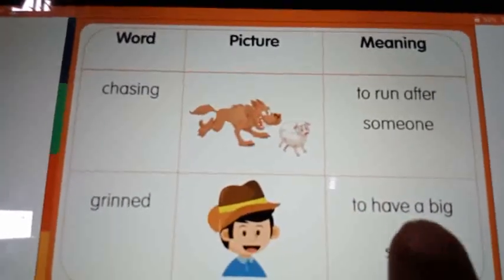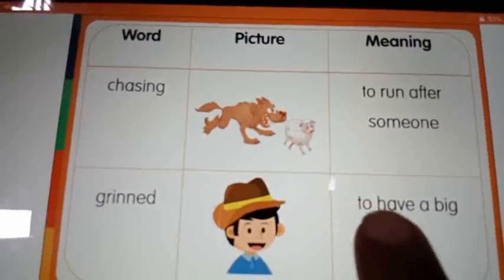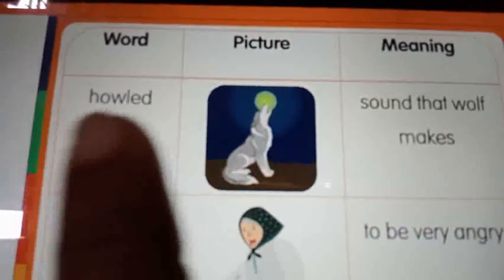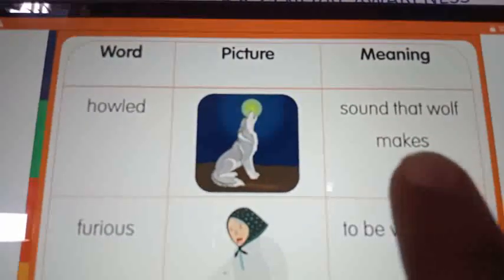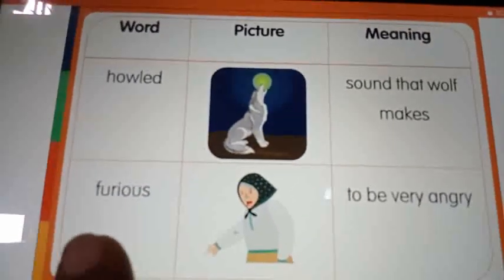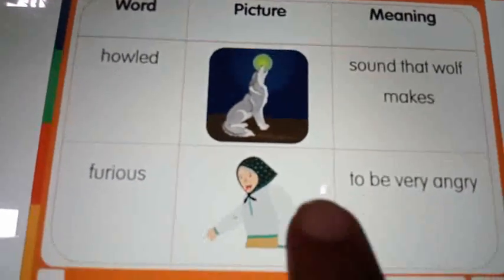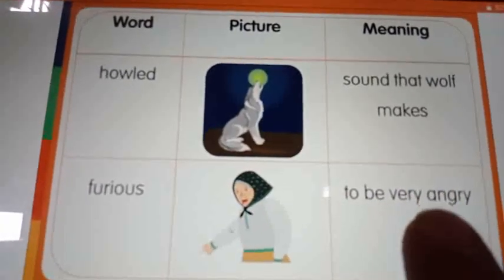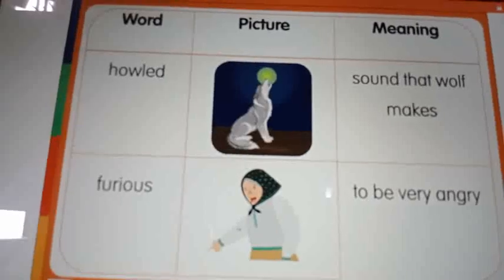Grin. To have a big smile. Howled. Sound that wolf makes. Furious. To be very angry. Furious means to be very angry.